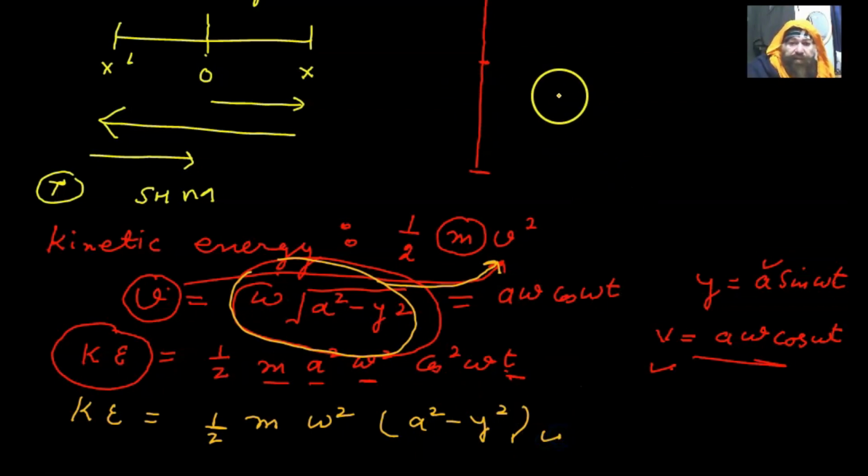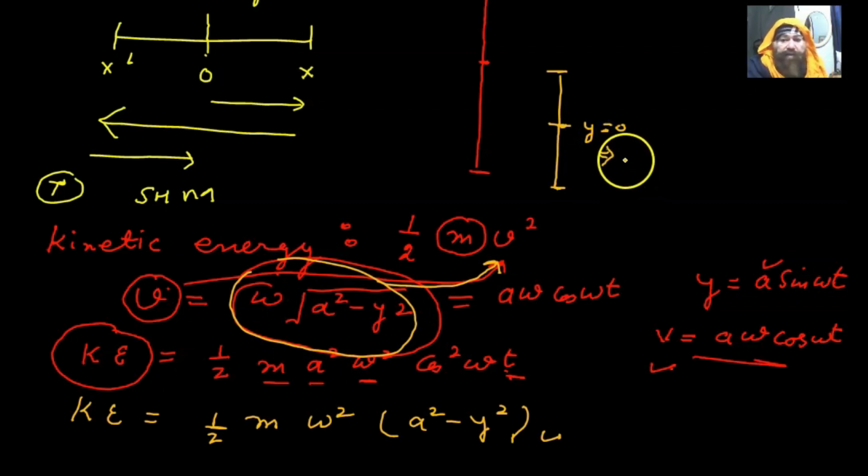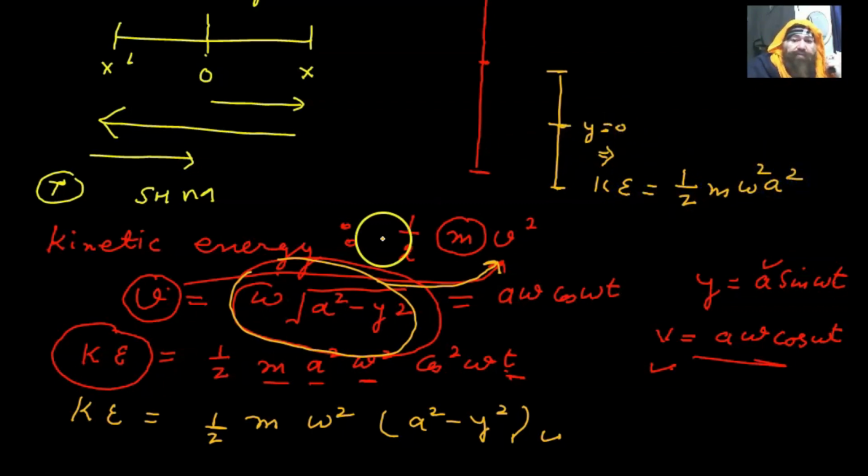This equation tells us, let this be the mean, this is one extreme, this is the other extreme. At the mean, y equals 0. It implies the kinetic energy here is half m omega square a square, because y equals 0 in this equation.